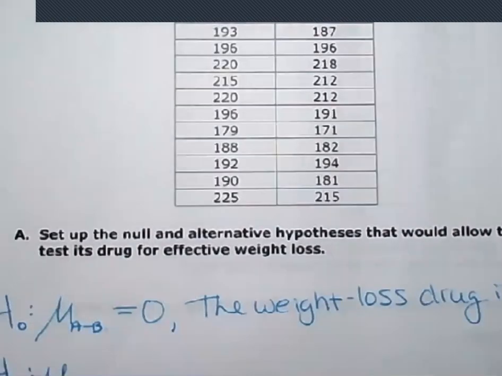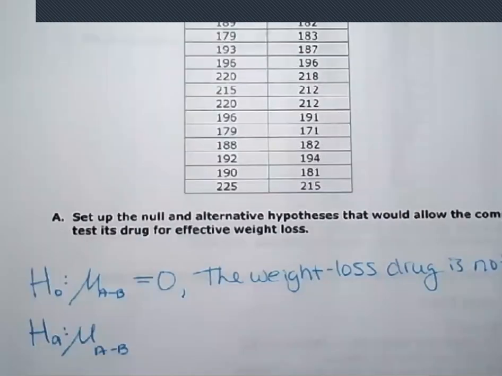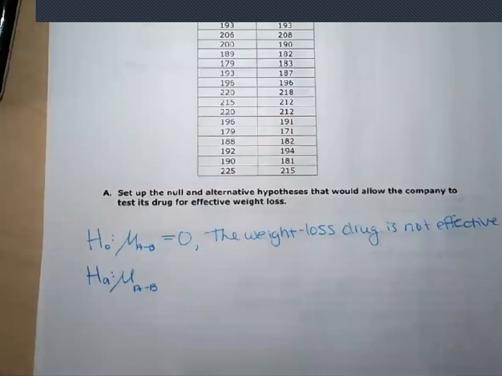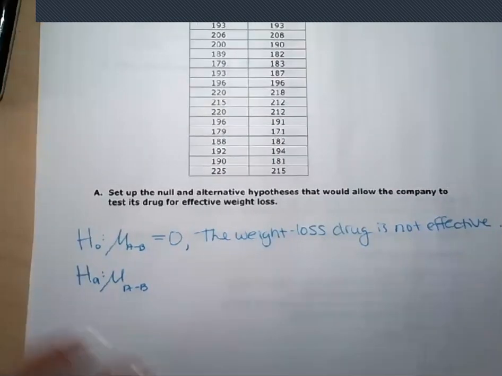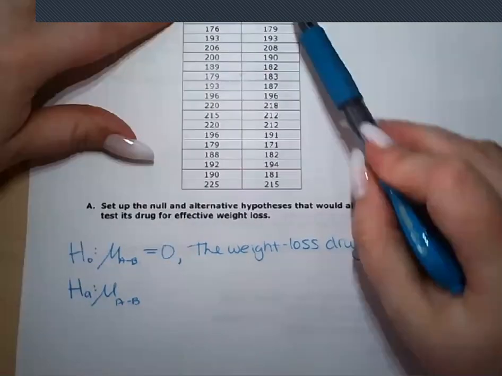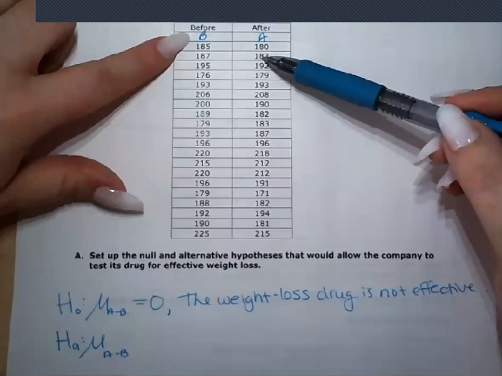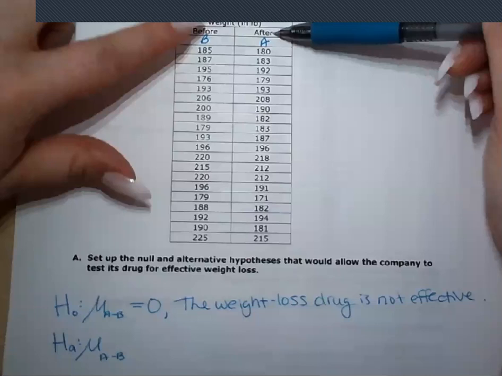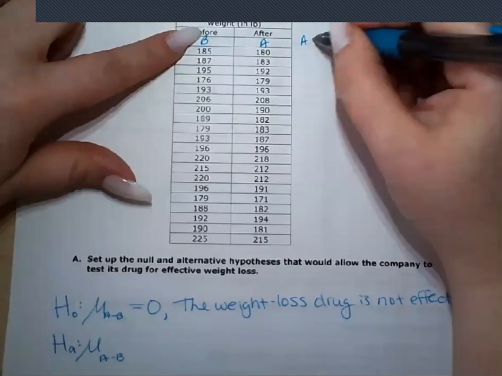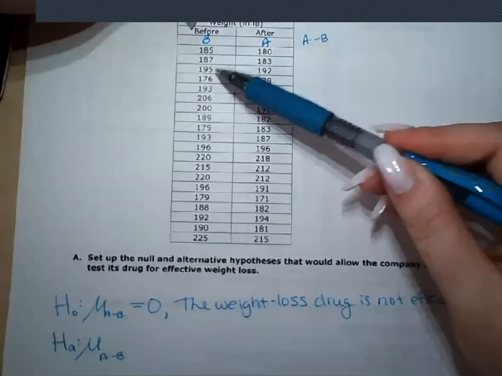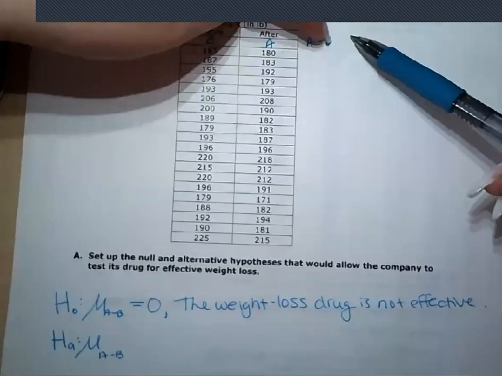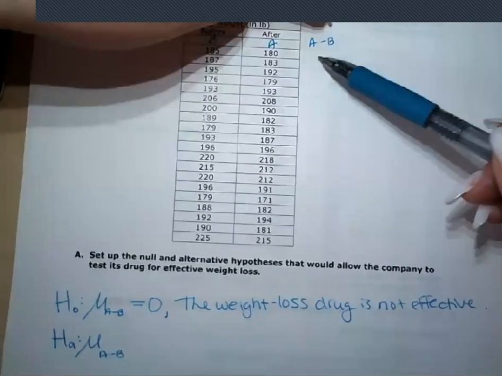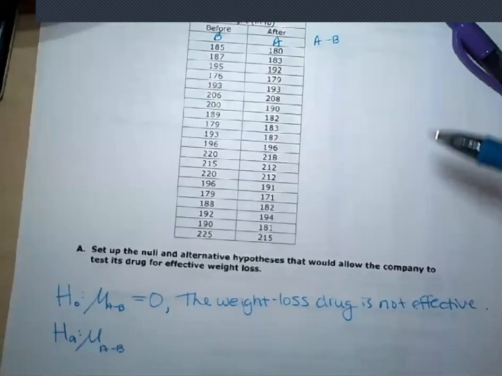Ooh, I need to zoom out for you. There you go. All right, so let's see. If it is effective, then that would mean they would weigh less after than before. So if they weigh less after than before, and I do A minus B, the after weight minus the before weight, will we get a positive number or a negative number?